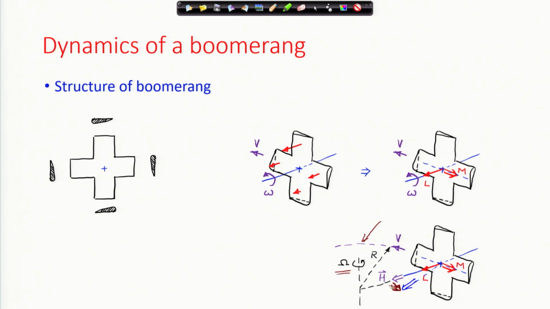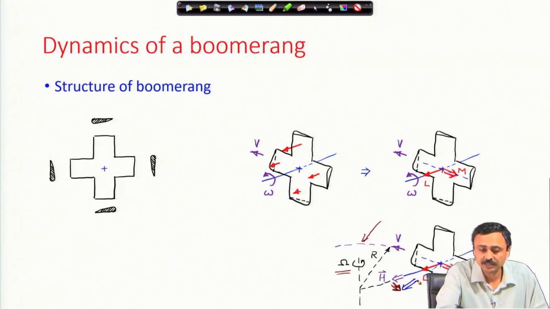Because of this moment, the angular momentum is going to rotate, and this is going to keep rotating because the face of the boomerang is going to keep rotating, and the moment is fixed to the boomerang.